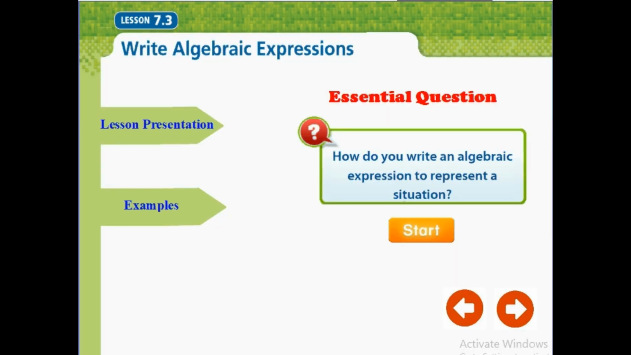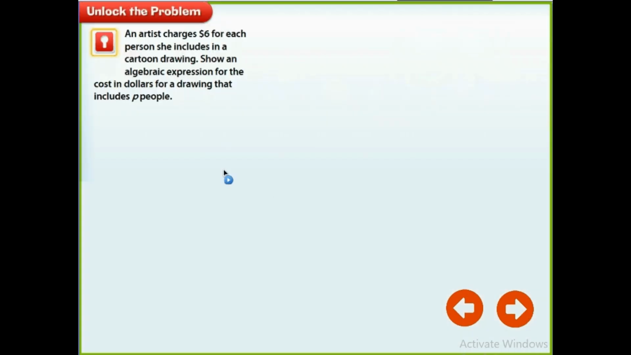How do you write an algebraic expression to represent a situation? An artist charges $6 for each person she includes in a cartoon drawing. Show an algebraic expression for the cost in dollars for a drawing that includes P people.